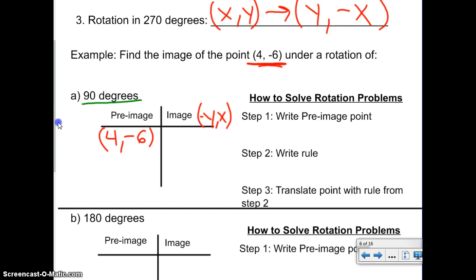So it says to flip them and negate the first. So we're going to flip our points, negative 6 comma 4. But it says to negate it. That makes it positive. So our final answer is 6 comma 4 for 90 degrees. Let's look at 180 degrees.